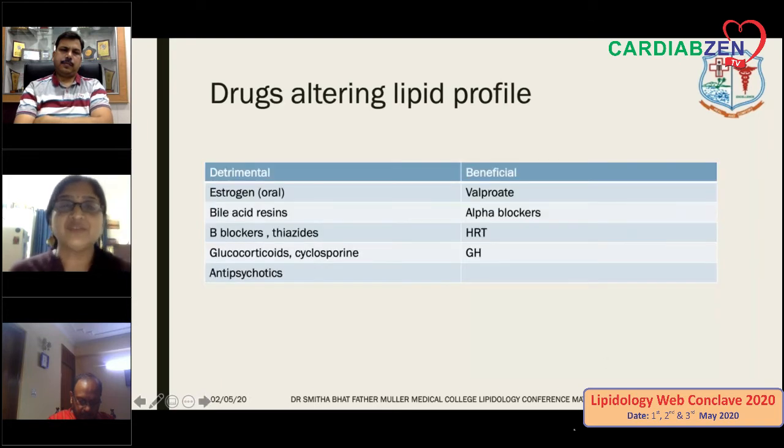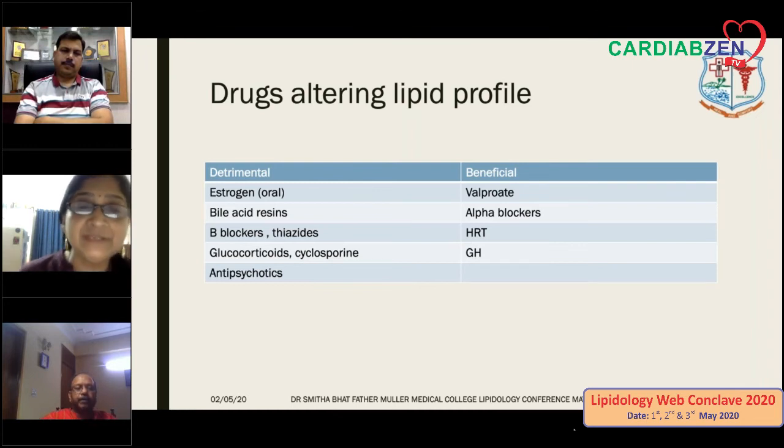How about the drugs that we give? It's important to know about this, and I'll tell you why in just a minute. Which drugs are detrimental to the lipid profile? Oral estrogen causes hypertriglyceridemia, though not estrogen patches. Bile acid resins, which you use to treat dyslipidemia, increase triglycerides.